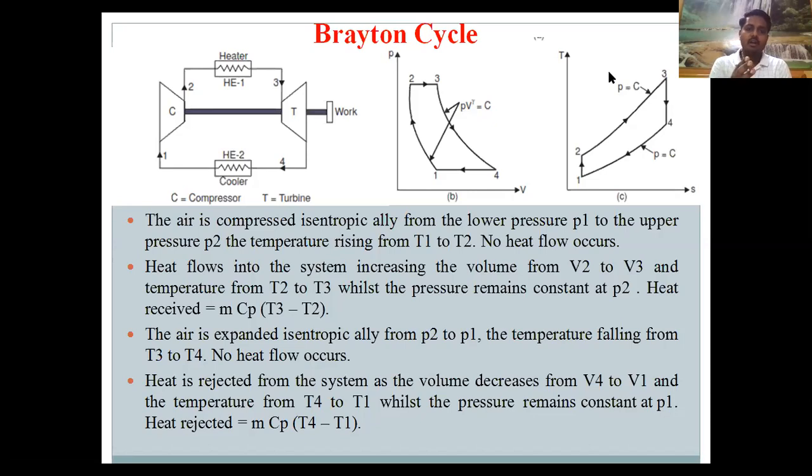Now here we have two heat exchangers, the heater as heat exchanger number 1 and the cooler as heat exchanger number 2, and C stands for compressor and T stands for turbine. In the Brayton cycle we have three thermodynamic processes: 1 to 2 isentropic compression, 2 to 3 isobaric process, pressure remains constant, and 3 to 4 isentropic expansion, PV raised to gamma is equal to C. This is our total Brayton cycle. We can call it a Joule cycle also.